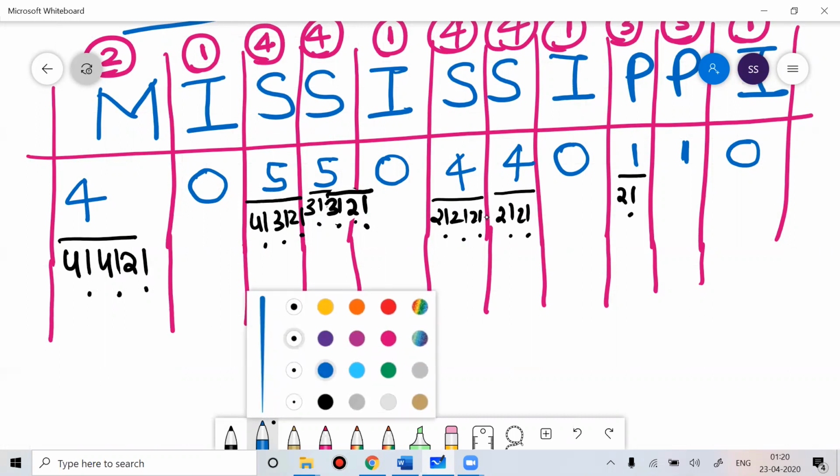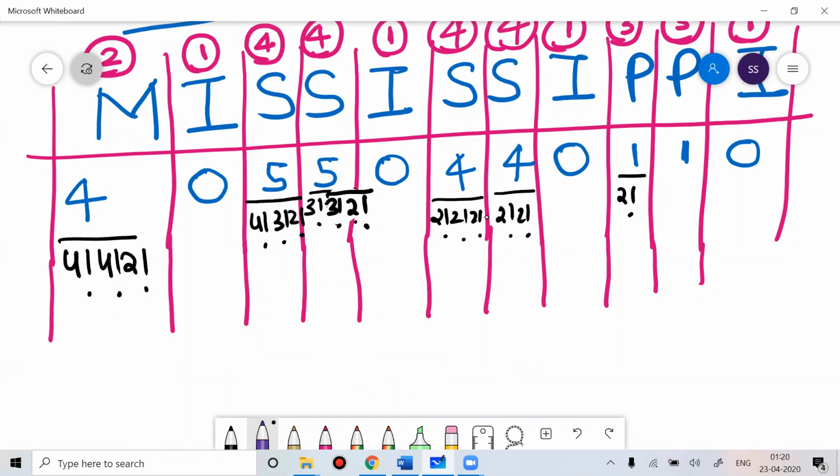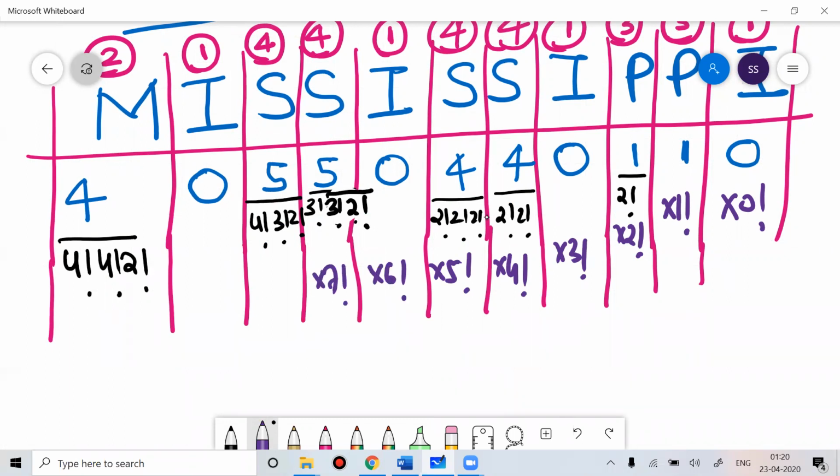Now what you'll do, you will multiply this with 0 factorial, this with 1 factorial, this with 2 factorial, this with 3 factorial, this with 4 factorial, this with 5 factorial, this with 6 factorial, this with 7 factorial, this with 8 factorial, this with 9 factorial, this with 10 factorial.